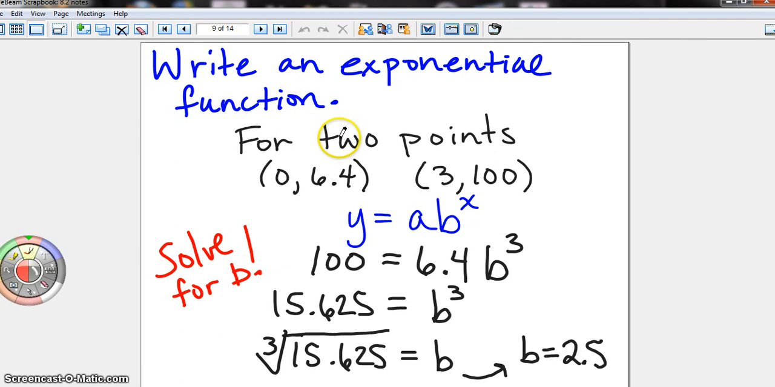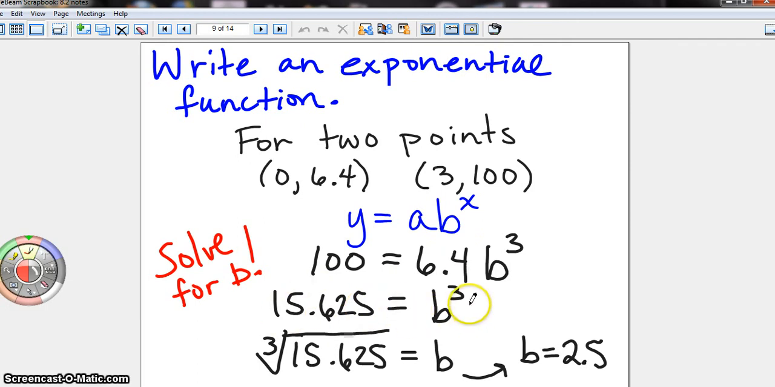So how does this fit in? All right, so here's my new y value. My initial y value was 6.4. We need to figure out what our growth constant is. And my change in x, it went from 0 to 3, so that's a change of 3. So I need to solve this equation. How did I get 15.625? Well, first I need to get b to the 3rd alone. I divided out 6.4. So 100 divided by 6.4 gave me 15.625.